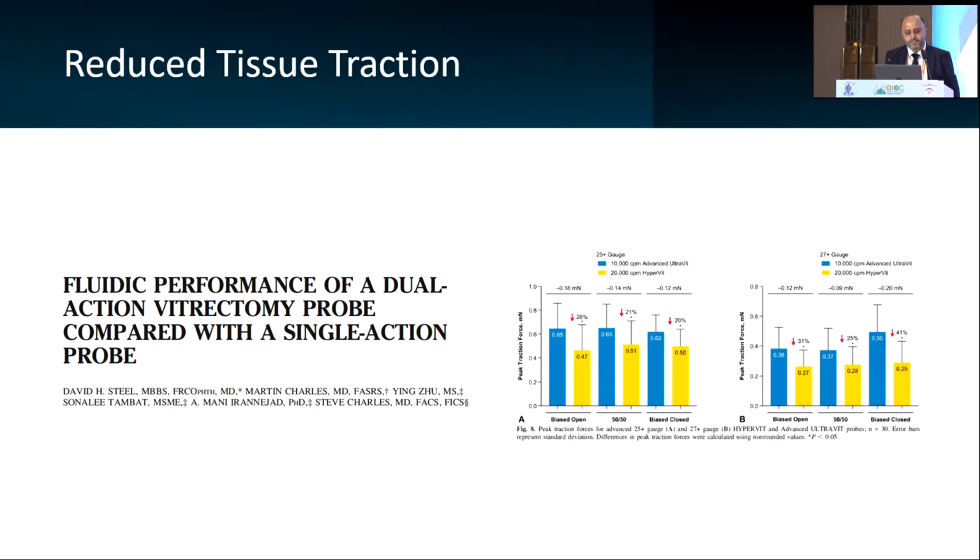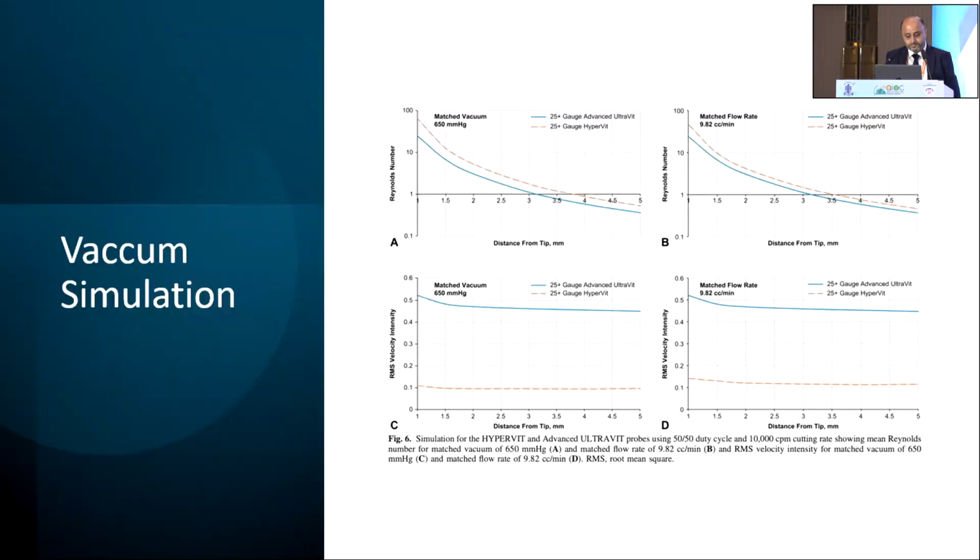Coming to tissue traction, again, the Hyperwit, a 20,000 cutter, has lesser tissue traction in studies. Also, in this vacuum simulation model, what I learned was that you need lesser vacuum to achieve the same flow rate with the Hyperwit or the 20,000 cutter. Many times when we have used the 20,000 cutter, if you go with the same vacuum setting, you do see a little bit of pulsatility, which decreases when you decrease the vacuum, because you achieve a good flow rate with lesser vacuum, making the surgery way safer.